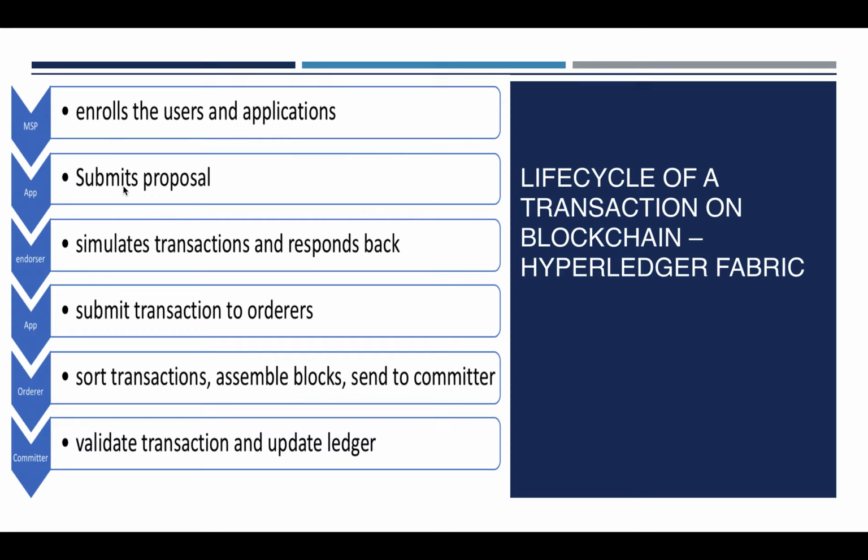After the enrollment, the application submits the transaction proposal to endorsing peers. Endorsing peers simulate the transaction and respond back to the application. The application then submits the transaction to the orderer. The orderer sorts the transactions, assembles the block, and sends it to the committing peer. The committing peer validates the transaction and updates the ledger. This is a simple way of explaining how a transaction works in Hyperledger Fabric. As we move forward in this course, you will understand the detailed process.